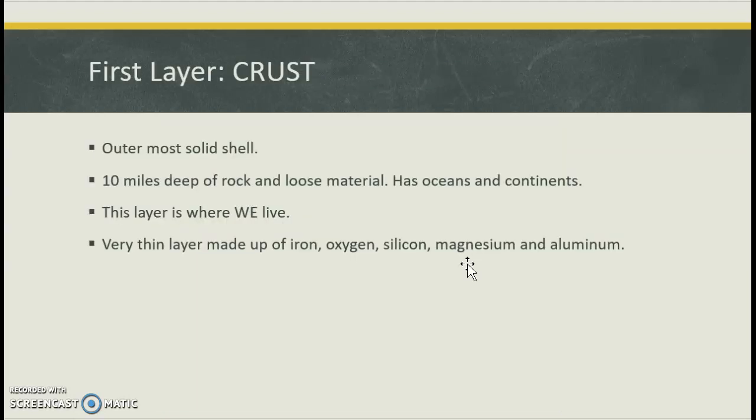The first layer is the crust. The crust is the outermost solid shell of the Earth. It is 10 miles deep of rock and loose material. This layer has the oceans and the continents. This is actually the layer in which we live on. This layer is very thin, made up of iron, oxygen, silicon, magnesium, and aluminum. So that's the first layer of the Earth.